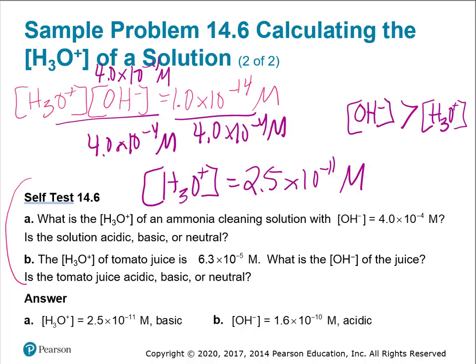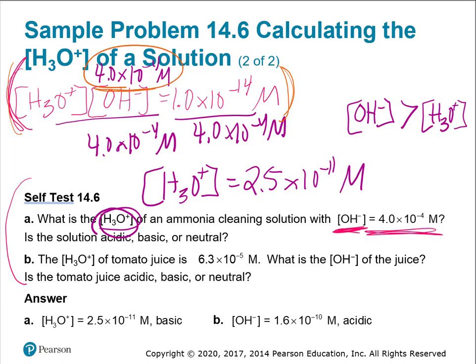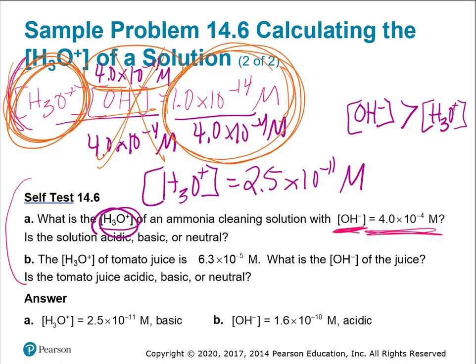Let's look at the first one. We want to find the H3O plus, the hydronium ion concentration of ammonia, and we're told that the hydroxide ion concentration is 4.0 times 10 to the -4th molar. So I wrote down H3O plus times OH minus is equal to 1 times 10 to the -14th, and we were told the hydroxide ion concentration. So in order to get H3O plus by itself, we're going to divide both sides by that hydroxide ion concentration to cancel that out.